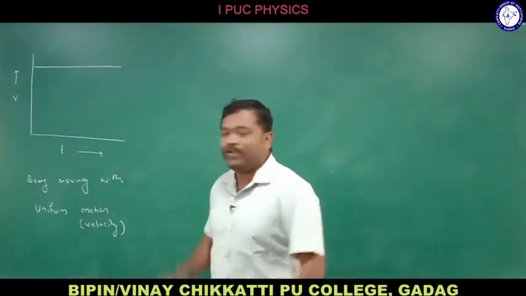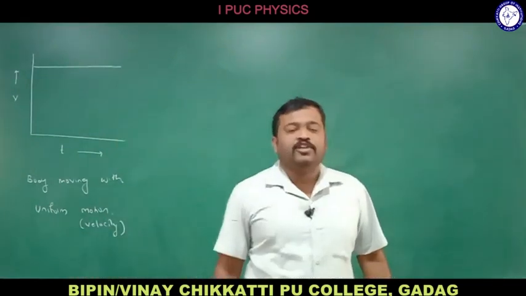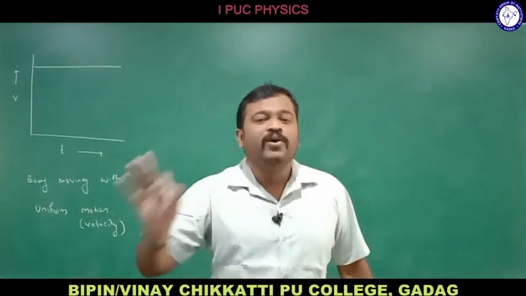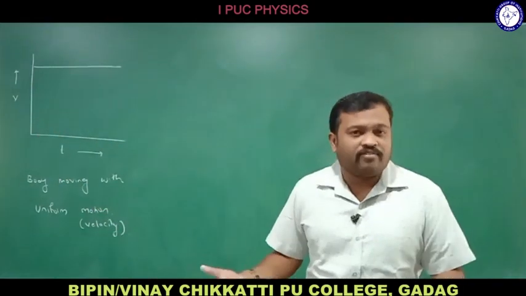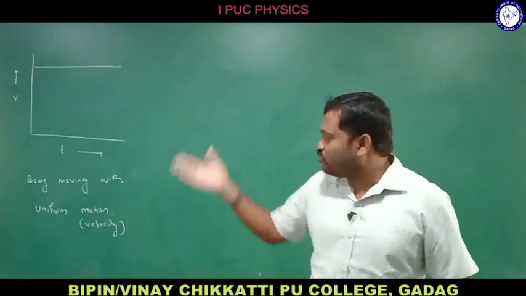So this is the VT graph. In the examination, a question may be asked like this: draw the VT graph for uniform motion, or draw the VT graph for a body moving with uniform motion. So this is the graph.